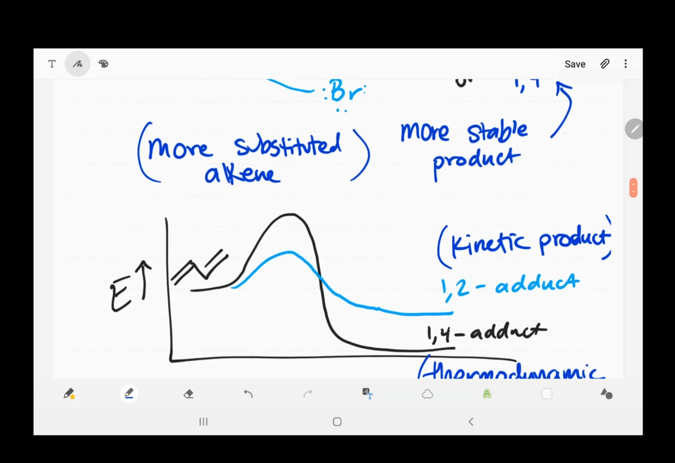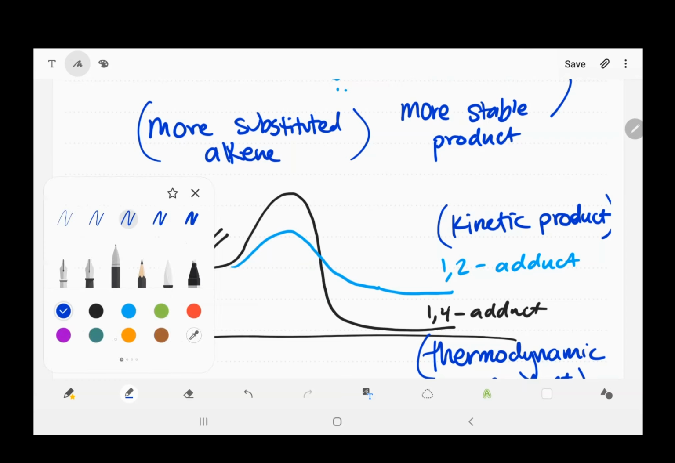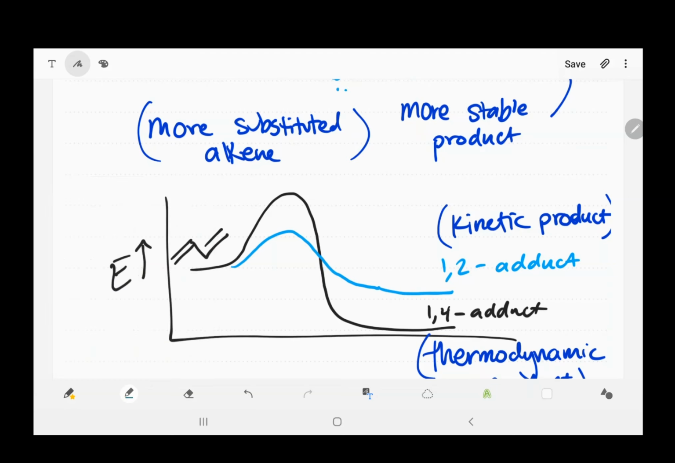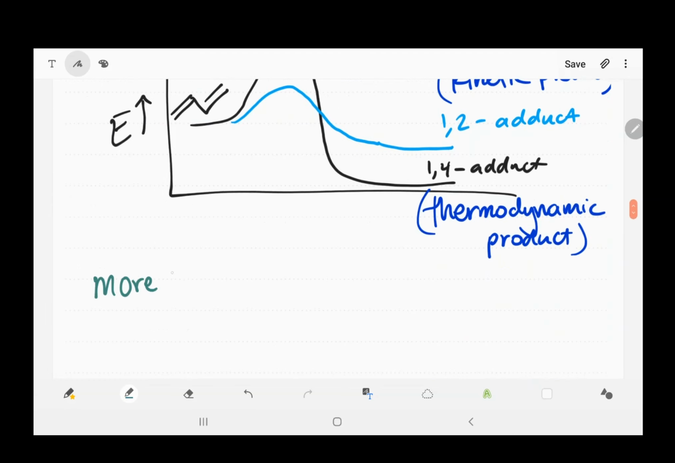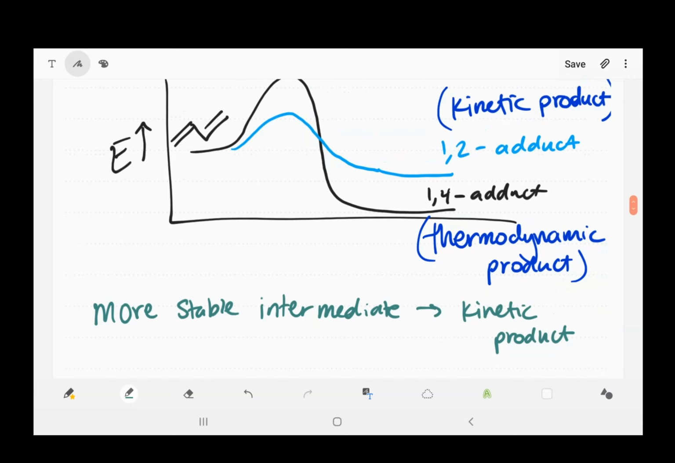Your kinetic product is the one that's formed from the more stable intermediate. I'm just going to write this down here: more stable intermediate is going to give you your kinetic product. So we saw that the secondary allylic carbocation was more stable than the primary allylic carbocation. So that intermediate will lead to our kinetic product, which was the 1,2 addition.